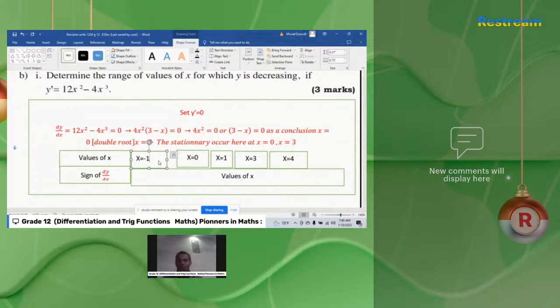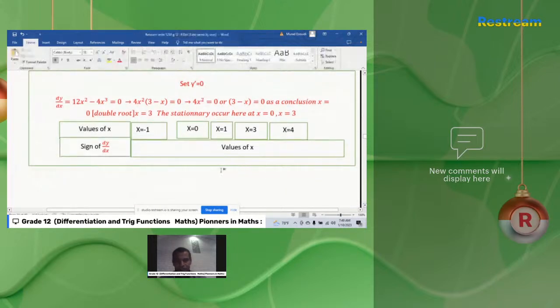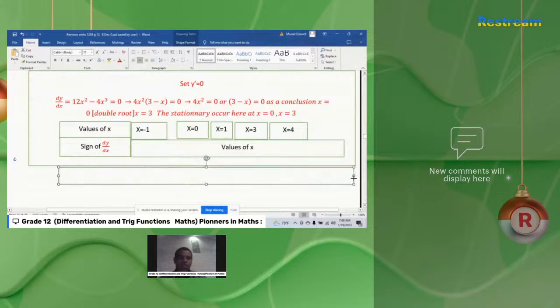Now, learners, I will test the sign of the function dy with respect to x. If it is negative, the function will be a decreasing function. If it is positive, it will be an increasing function. I will just continue proceeding like that. Now this is where to check the sign of the function.